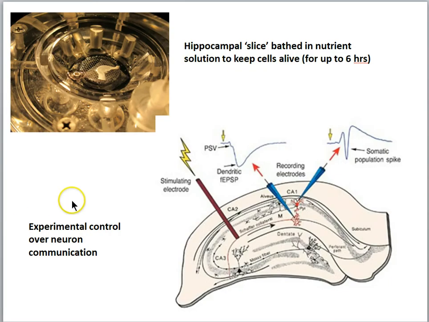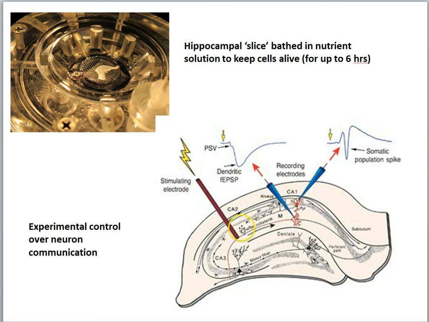Now, a breakthrough occurred in the latter part of the 20th century, in the late 1900s, where scientists were able to make thin slices of the hippocampus and keep the tissue alive in solution. So the slice would be bathed in a nutrient solution, and you could keep this slice alive for up to 6 hours or so, whereby you could then play around with stimulating and recording electrodes.